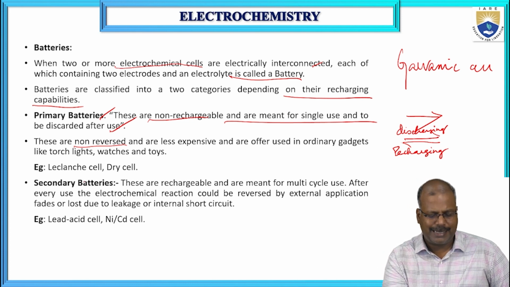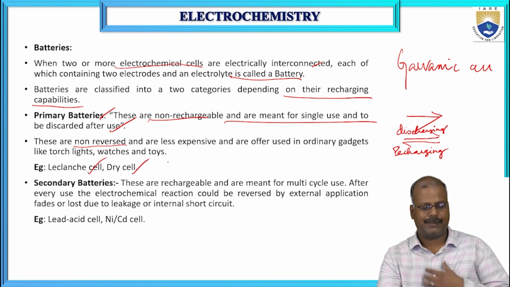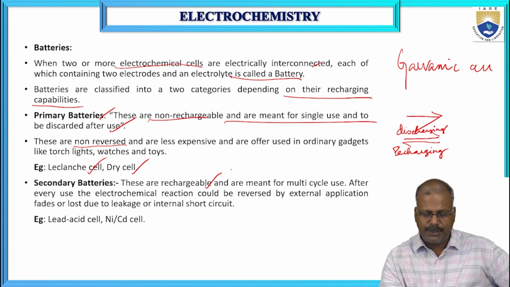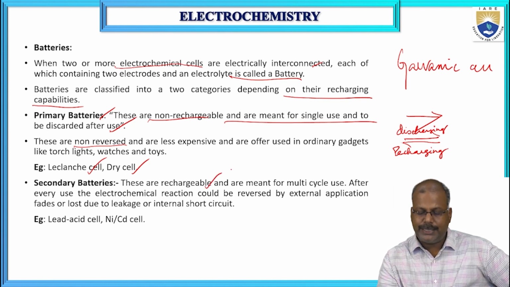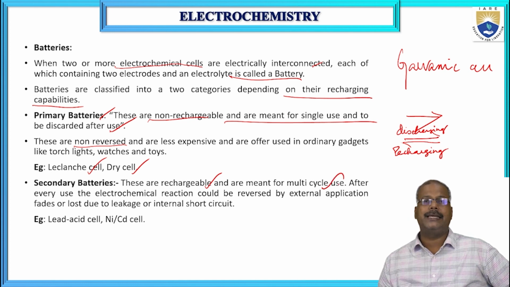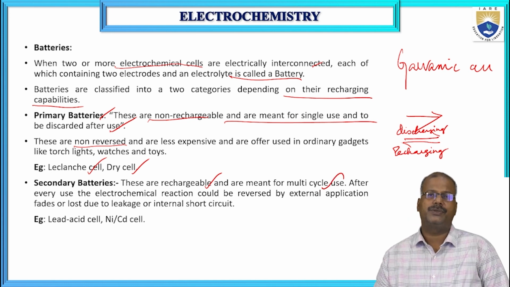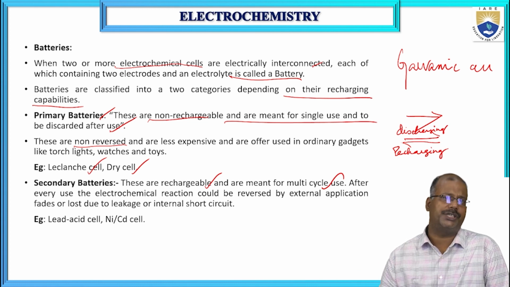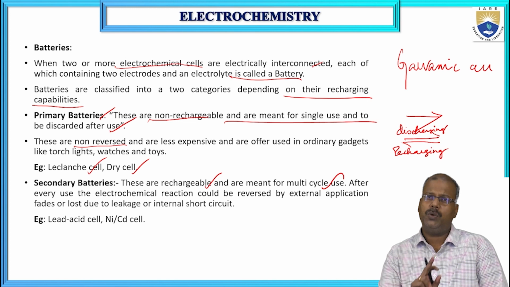Okay. So example, Leclanche cell, dry cell, etc. Now secondary batteries, as I told, are rechargeable and are meant for multi-cycle use. What is meant by cycle life or cycle use? Cycle means one charging, one discharging, and again charging. Okay. So that is called one cycle.